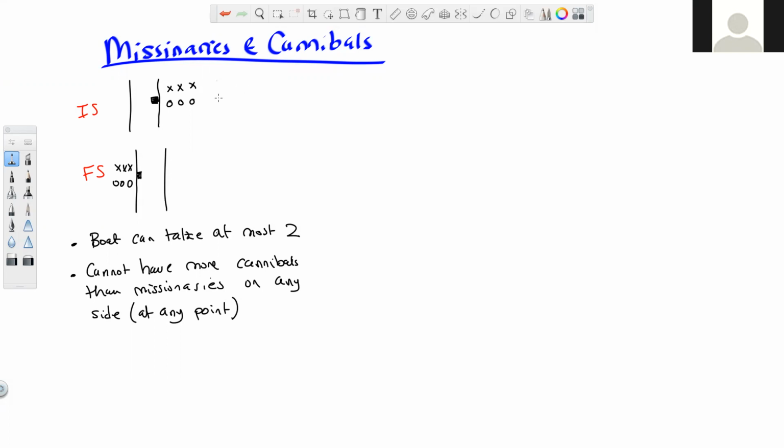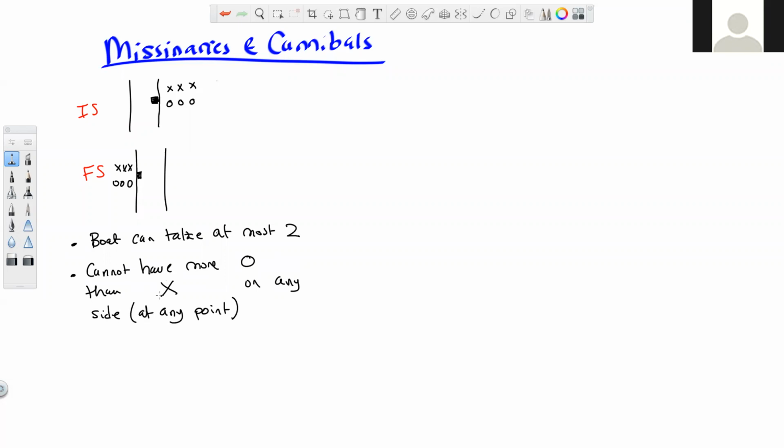And so basically the boat can take at most 2, and cannot have more O than X on any side. I'm glad at least I used O and X. So, cannot have more O than X on any side.